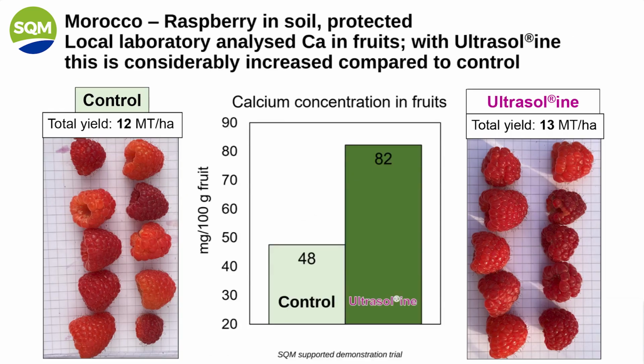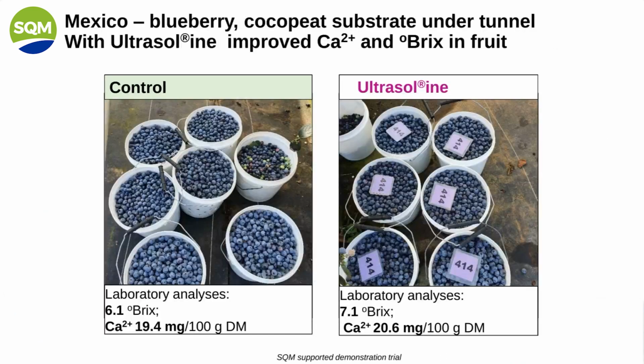So we started to look for calcium concentrations in other demonstration trials, and we found this trial in Morocco, a raspberry in soil, where with Ultrasoline you gained a ton per hectare extra raspberry yield, but these fruits also contained more calcium compared to the control. In Mexico, in blueberry on coco peat substrate, we also found an increased calcium concentration in these fruits, but also an increased Brix, so there were more sugars going into these berries.